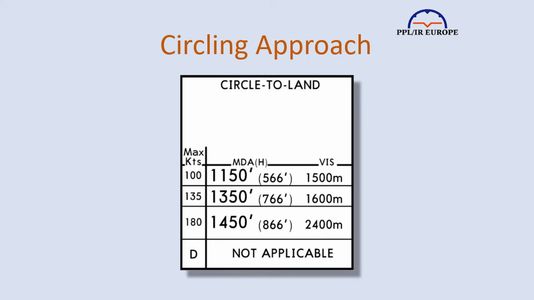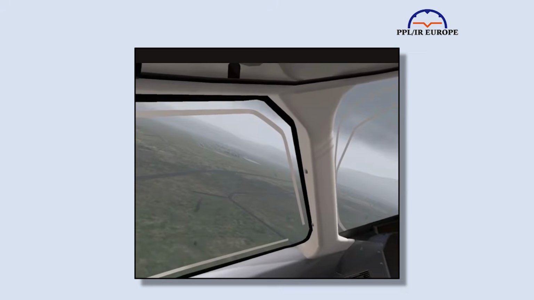A circling approach has a defined circle-to-land minimum descent altitude rather than a decision altitude, meaning the pilot must descend no lower than the circling MDA and maintain visual conditions to complete the manoeuvre. The MDA is published in the AIP and jet plates for different speed categories. If visual contact is lost, a missed approach must be executed. The most important thing is that the pilot must maintain continuous visual contact with the landing runway or airport environment.